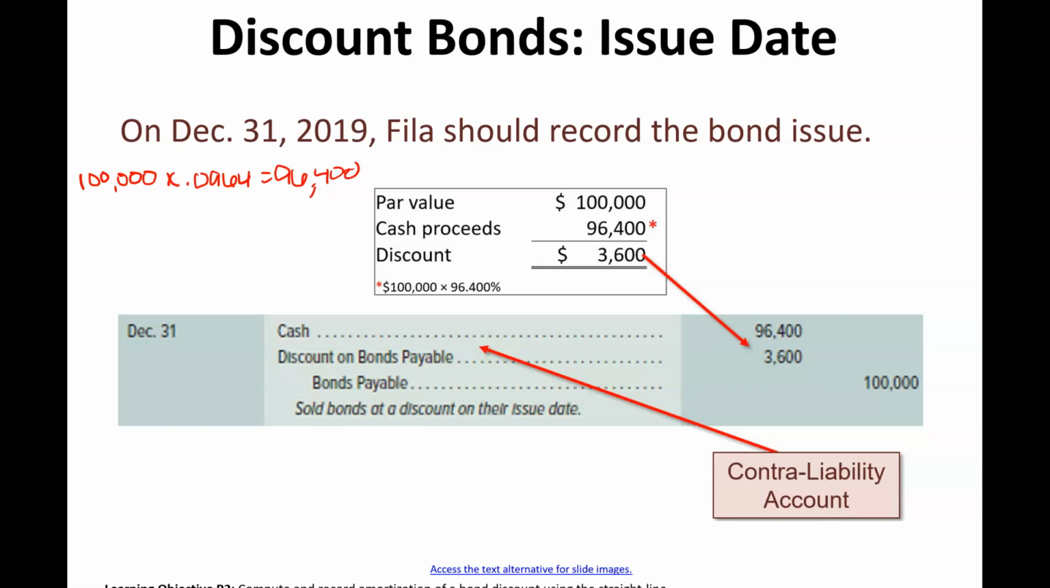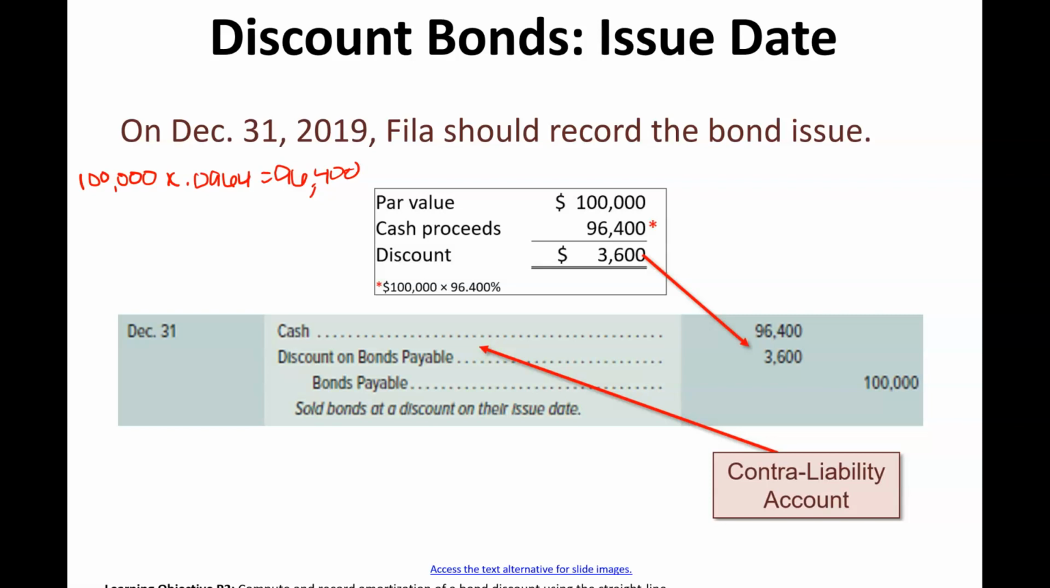When you first sell the bond at par value, you debit cash $100,000 and credit bonds payable $100,000. When it's issued at a discount or a premium, it's a little different.